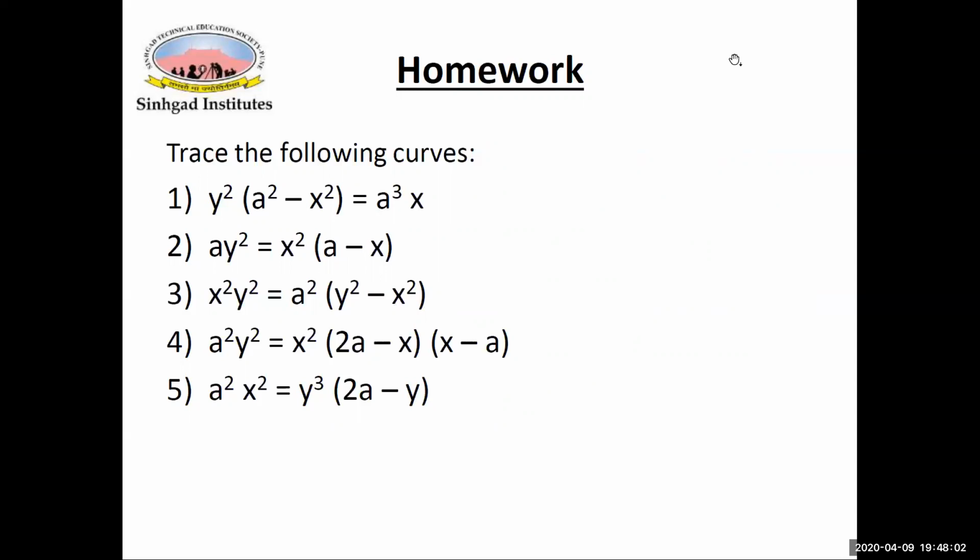I hope you all have understood how to draw the Cartesian curves. In the next class, we'll see how to draw parametric curves.